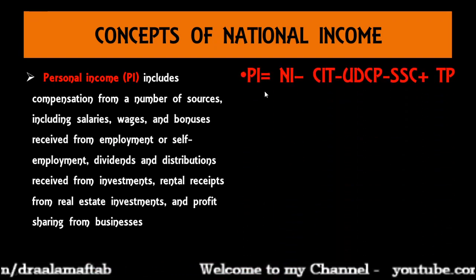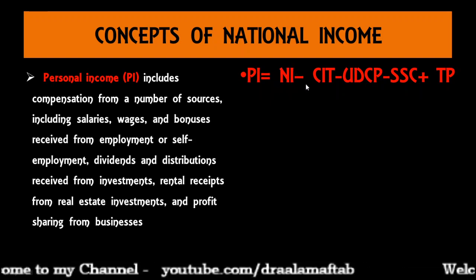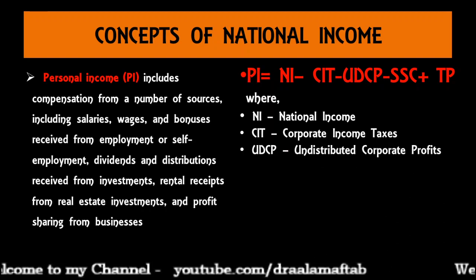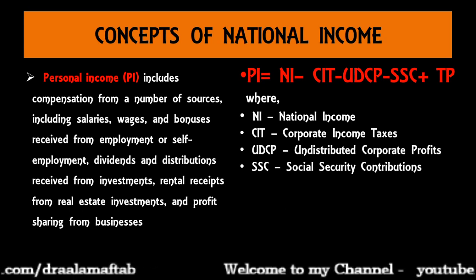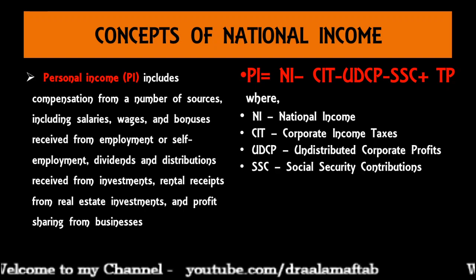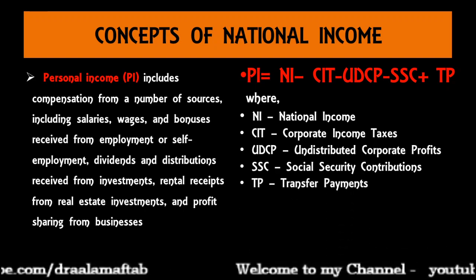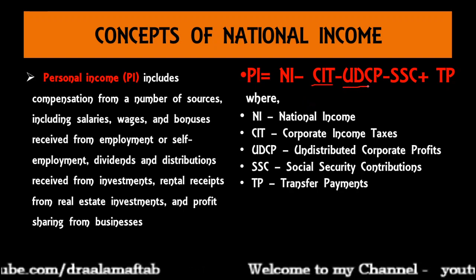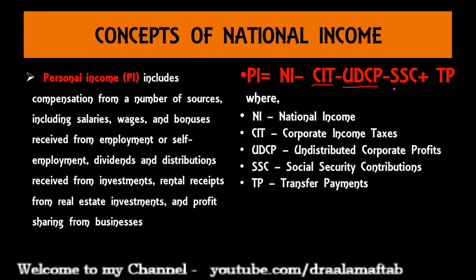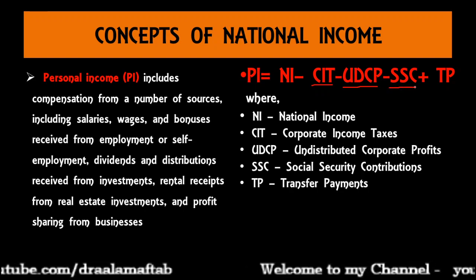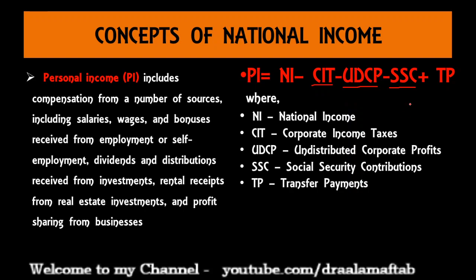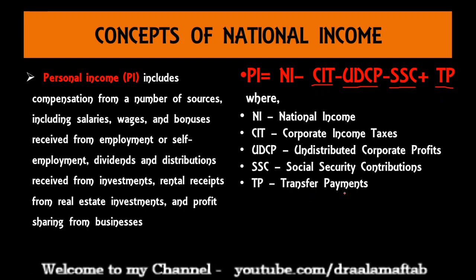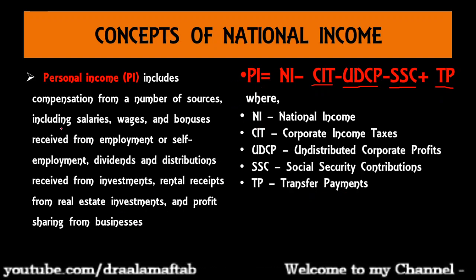So what are those components? How do we calculate? Personal income is equal to national income minus corporate income tax minus undistributed corporate profit, that is UDCP, and then the third one is social security contribution, that is PF and all, and plus transfer payment. So from national income you have to deduct these three things. You have to deduct corporate income taxes, undistributed corporate profit, and social security contributions which are given by the employees. And then the next component is transfer payments, which goes to the people. So personal income is calculated with this method.